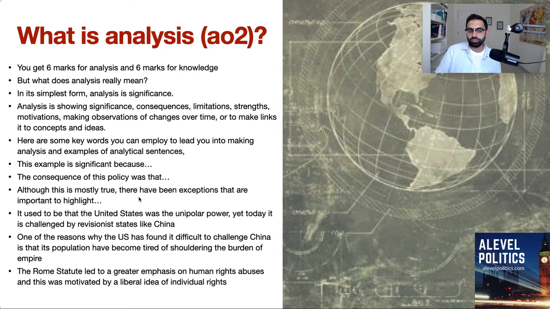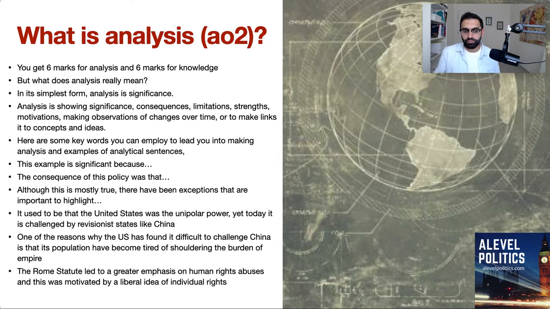Although this is mostly true, there have been exceptions that are important to highlight. When you show exceptions in an example or a point you're making, that's a high form of analysis. It used to be that the United States was the unipolar power, yet today it is challenged by revisionist states like China, showing how it used to be, showing how it is today. That's a good form of analysis.